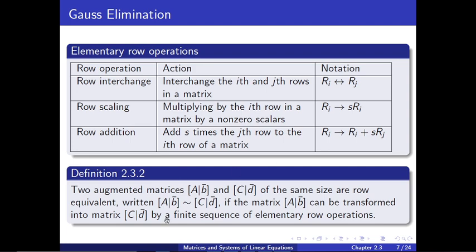Okay, now we've got these three elementary row operations, and what does that mean? We are going to have a definition of row equivalence. Two augmented matrices AB and CD of the same size are row equivalent if the matrix AB can be transformed into matrix CD by a finite sequence of row operations. So if you do elementary row operations and you move from AB to CD, then these two augmented matrices are called row equivalent, right?